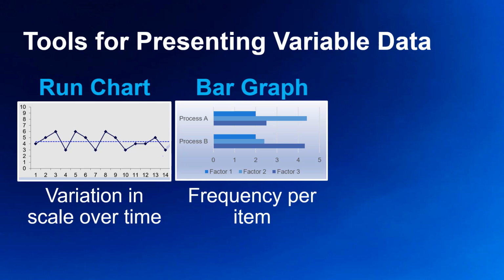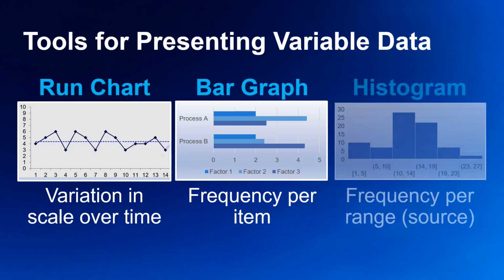And then we have the histogram. This is a data representation tool that shows the frequency distribution for multiple ranges or sources. For instance, you can show employee performance issues occurring for various ranges of experience, such as 1 to 5 year experience, 5 to 10 year experience, 10 to 14 year experience, and so on.